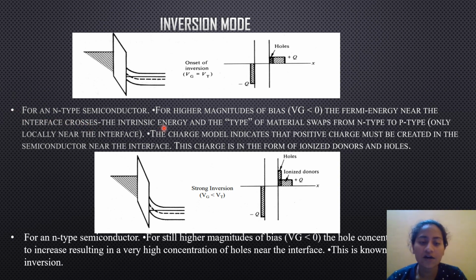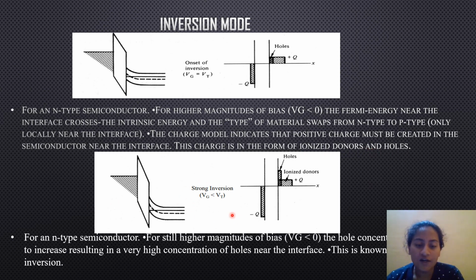For an n-type semiconductor, for higher magnitude of bias, that is Vg less than 0, the Fermi energy near the interface crosses the intrinsic energy, and then the type of material swaps from n-type to p-type. We are using an n-type semiconductor here. So in the inversion mode, when Vg equals Vt, the n-type material will be swapping to p-type material. The charge model indicates that positive charge must be created in the semiconductor near the interface. This charge is in the form of ionized donors and holes.